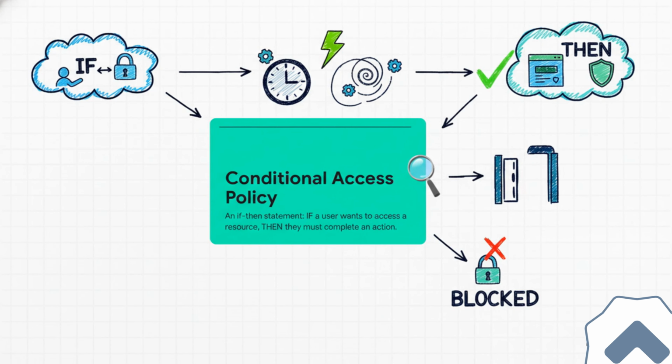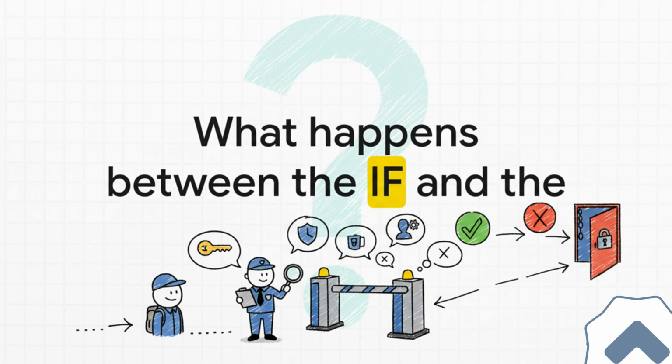At its very core, a conditional access policy seems pretty simple. It's just an if-then statement. If you want to get to this file, then you have to do this action. But the real magic, the part that's actually keeping your organization safe, is what happens in that tiny little pause between the if and the then. So what is going on in that gap?